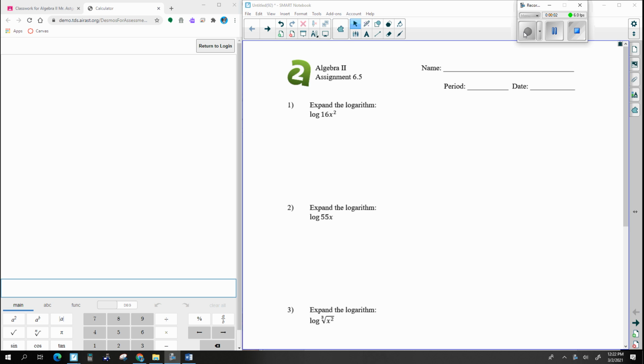All right, more logs, more logs, more logs, man. Here we are with assignment 5, and here we are talking about expanding and condensing logarithms.